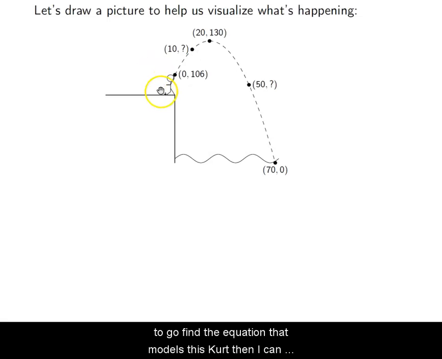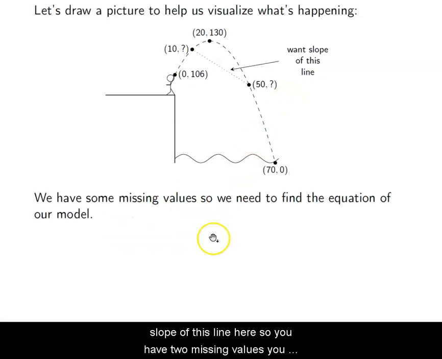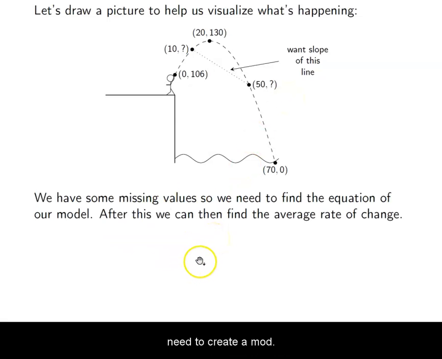Find the equation that models this curve. Then I can plug in 10 and 50 to get their outputs. And then I can find the rate of change by using that slope formula for the line that connects those 2 points. Okay, so this is what I want. I want the slope of this line here. So we have some missing values. We need to create a model.